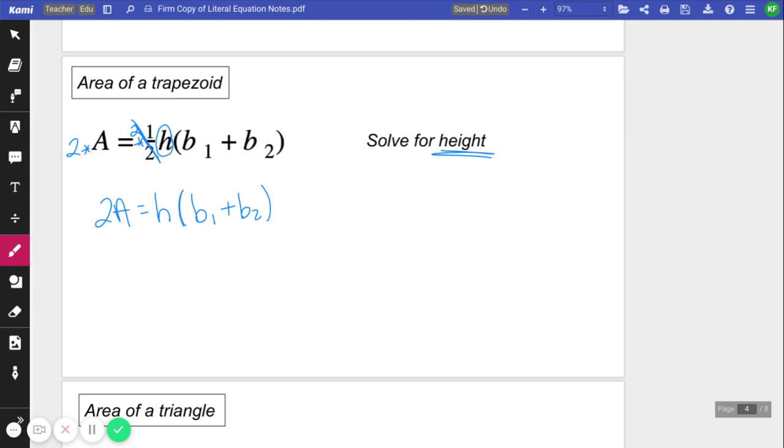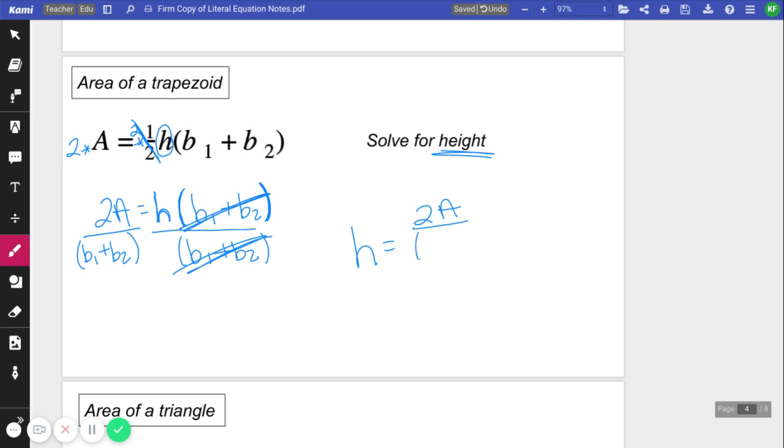Now, because this b1 plus b2 is grouped together in these parentheses, and it's being multiplied by h, all I have to do to get it to the other side is divide by b1 plus b2. So when I do that, they cancel on the right side. Anything divided by itself equals 1, so they cancel. And I end up with h equals 2a over b1 plus b2. And that is my final answer.